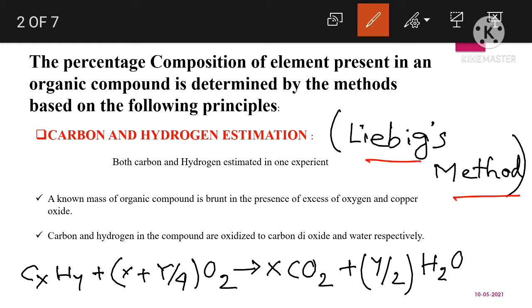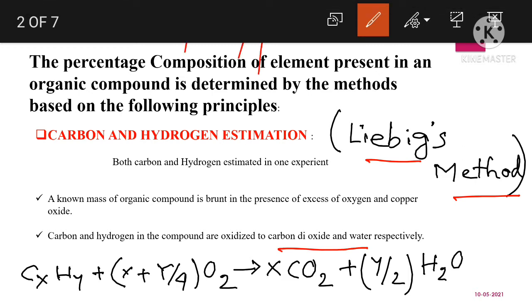Okay. So both carbon and hydrogen are estimated in one experiment. A known mass of organic compound is burnt in the presence of excess oxygen and copper oxide. So carbon and hydrogen in the compound are oxidized to carbon dioxide and water respectively.